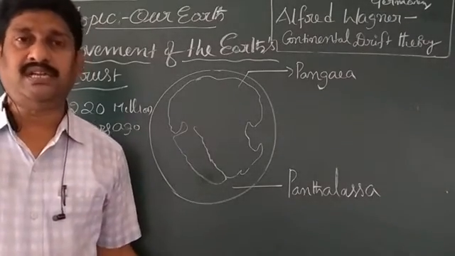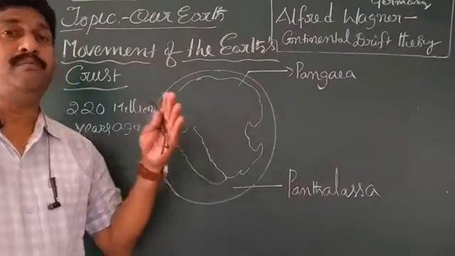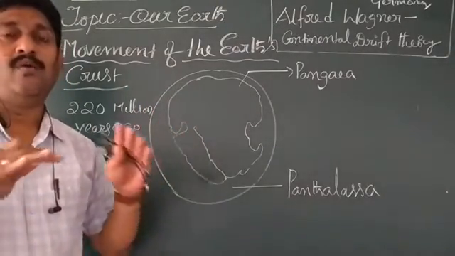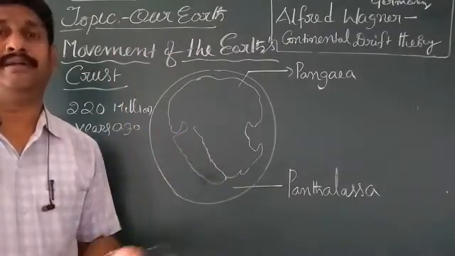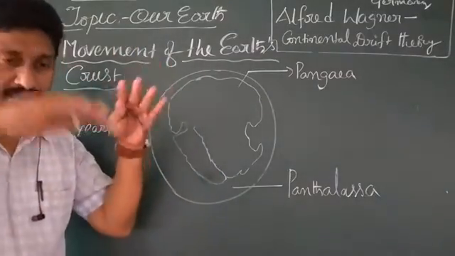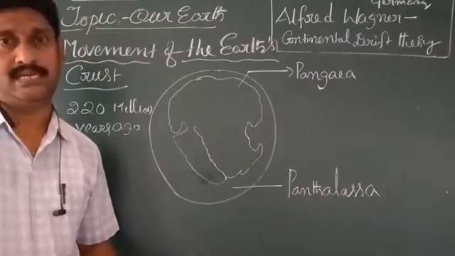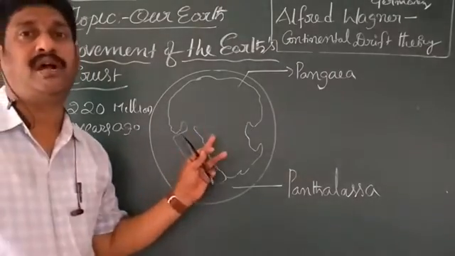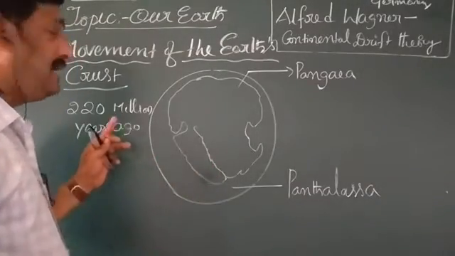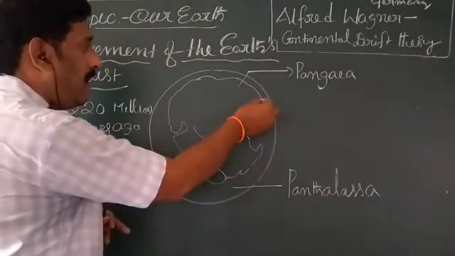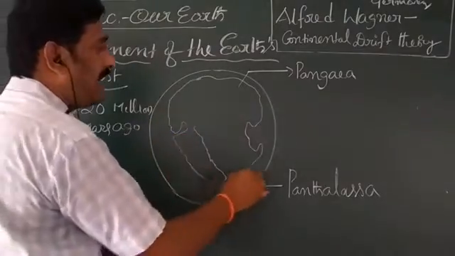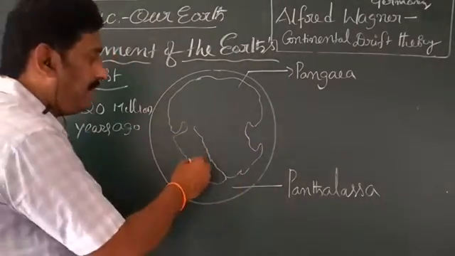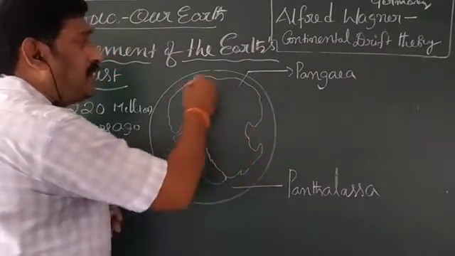What he introduced here is that 220 million years ago, our earth had only one whole land. That means, what he said, a massive supercontinent. Supercontinent means what? 220 million years ago we had only one continent part. Understand clearly here, my dear children. Only one part of the whole continent.